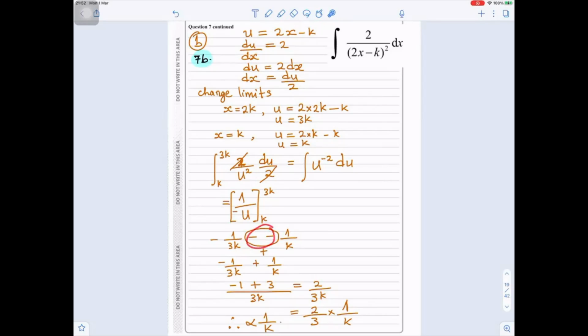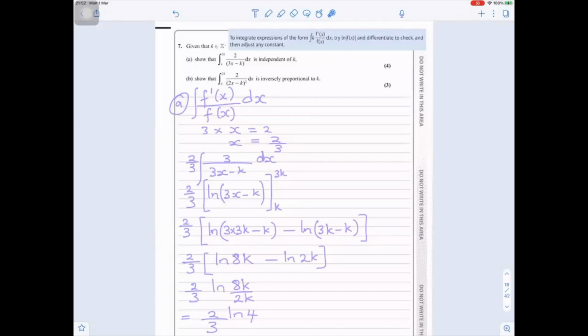So it'll be minus 1 over 3k minus 1 over k. This minus and minus becomes a plus. So minus 1 over 3k plus 1 over k. It gives you 2 over 3k. And 2 over 3 is just like a number times 1 over k. So that means it's proportional to 1 over k because 2 over 3 is just a number. So therefore it's proportional to 1 over k. So that's question 7a.